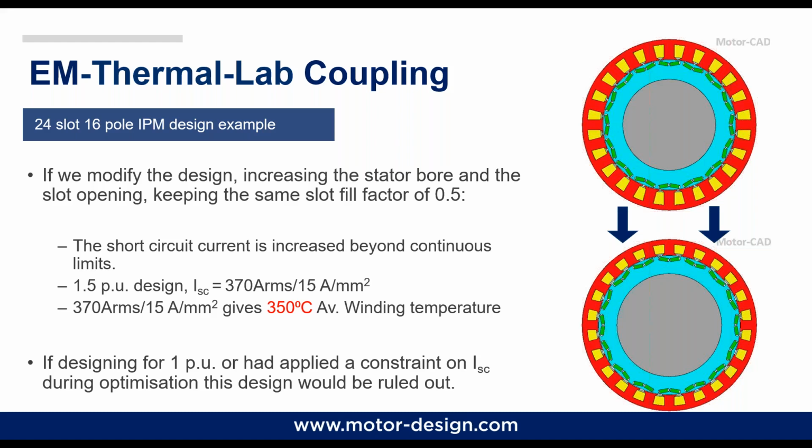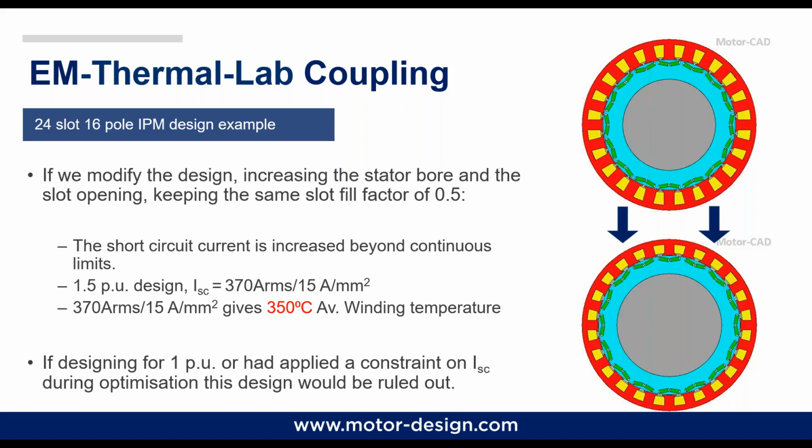By doing this, what basically I did, I raised our short circuit current because I'm increasing the saturation level, of course, inside the machine. And so now the short circuit current is 370 amps, which means a 1.5 per unit design, which corresponds to a current density of 15 amps per millimeter square. If we now look at the temperature behavior, we see an average winding temperature of 350 degrees at low speed.